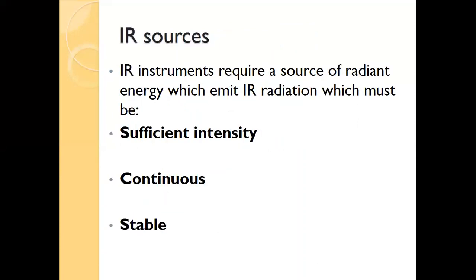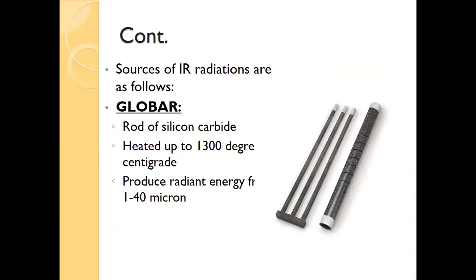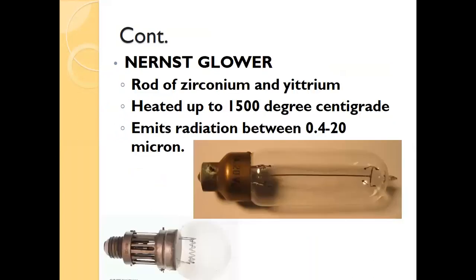IR sources. IR instruments require a source of radiant energy which emits IR radiation, which must be of sufficient intensity, continuous, and stable. So, sources of IR radiation are the Globar, a rod of silicon carbide, which is heated up to 1300 degrees centigrade and produces radiant energy from 1 to 40 microns.